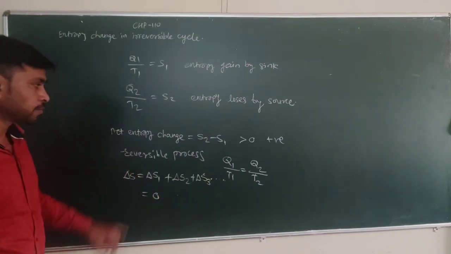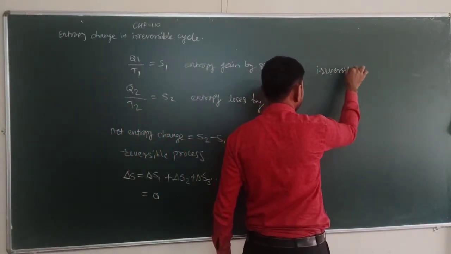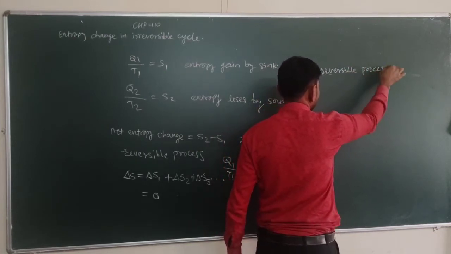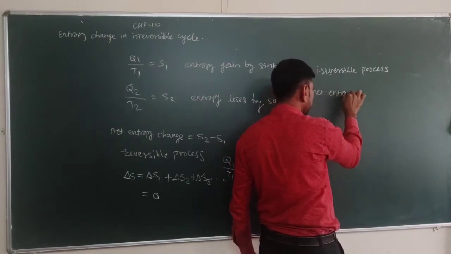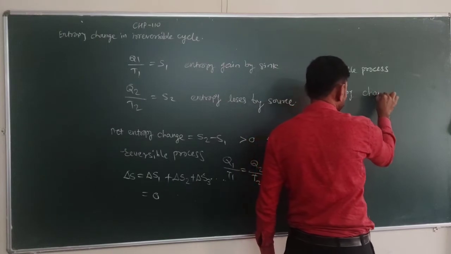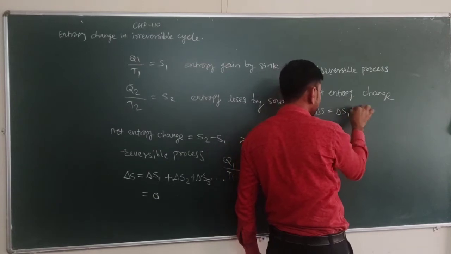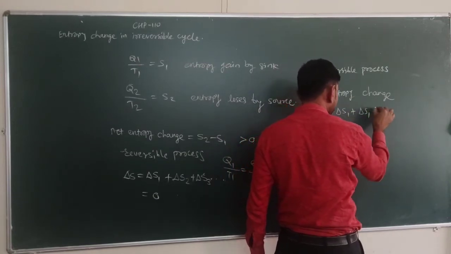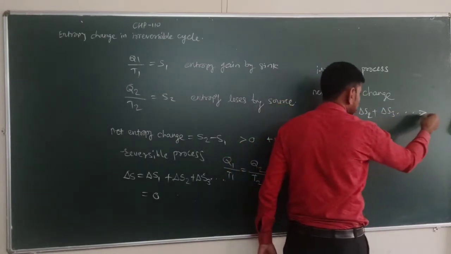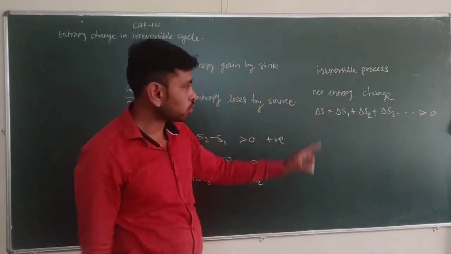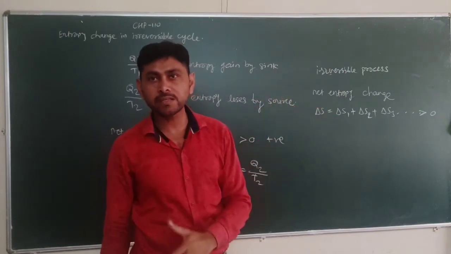So the entropy change for a reversible process is 0, and for an irreversible process, as we know, the process is always accompanied by an increase in entropy. So if we calculate the net entropy change, delta S is the summation of the entropy changes in different steps, and it is greater than 0. Greater than 0 means there is a positive entropy change. So entropy increases in the irreversible process.